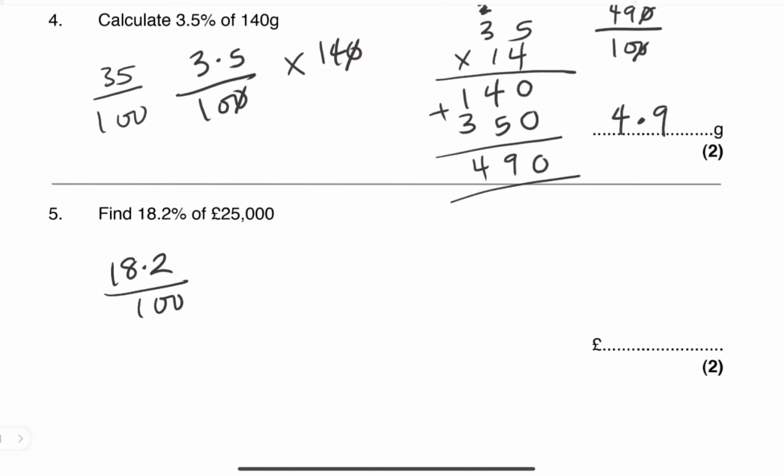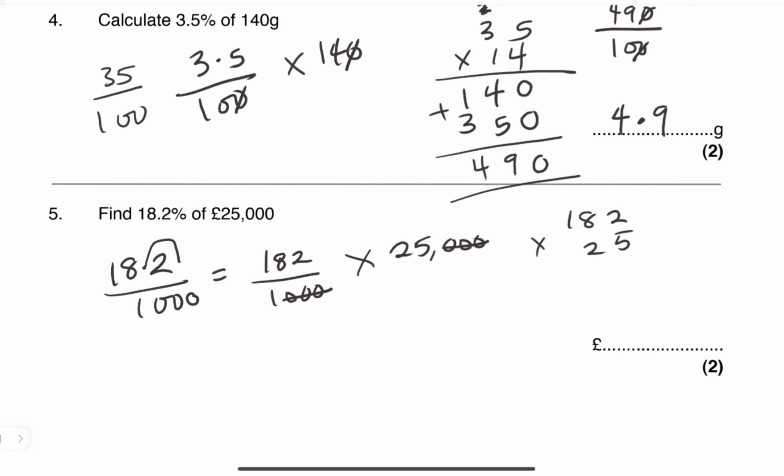18.2% is 18.2 over 100, which is the same thing as 182 over 1000. So I did that by moving this one decimal place to the right, then I add one extra 0. Then times 25,000. So the 3 zeros will take each other out. Then we do 182 times 25.